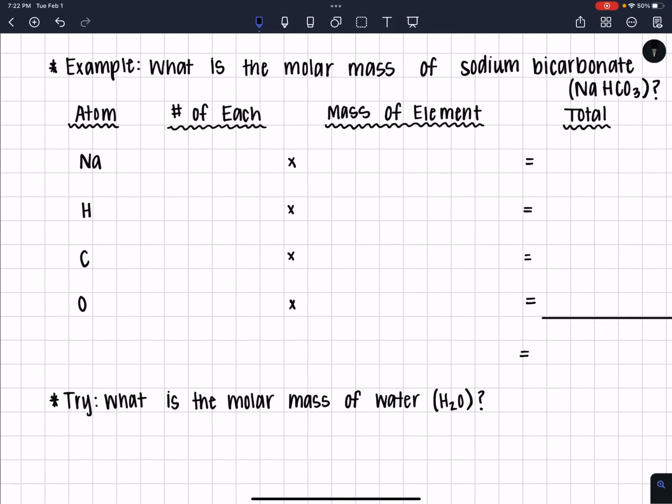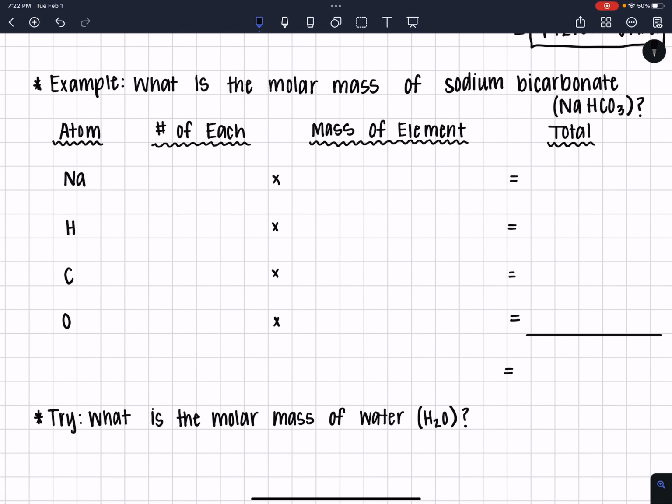Awesome. Okay, so this next one's an example that's been set up for you. What I mean by set up is that it's got this nice table here that you can plug into. If you want to try it without me, go ahead and try it. You can pause the video and unpause when you're ready to check your answer. But if you need assistance going through one more, then just follow along with me. So what is the molar mass of sodium bicarbonate?